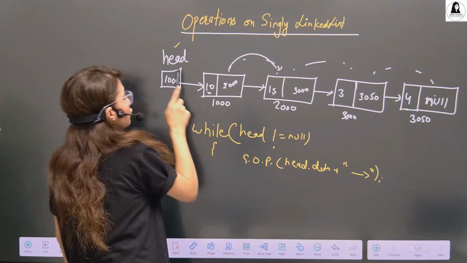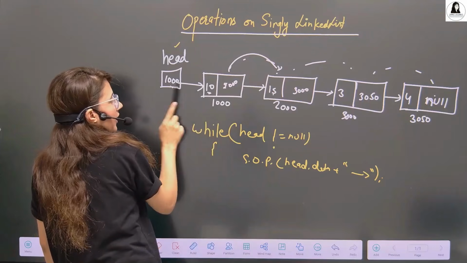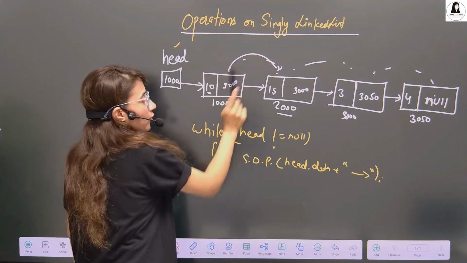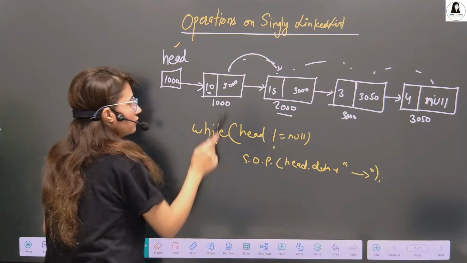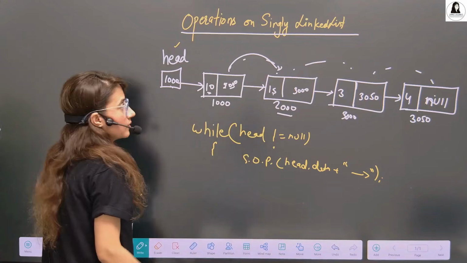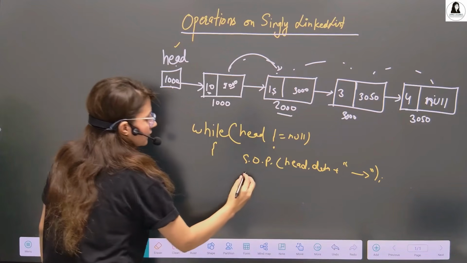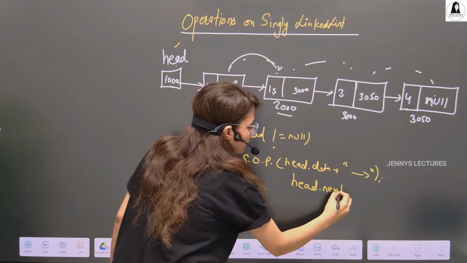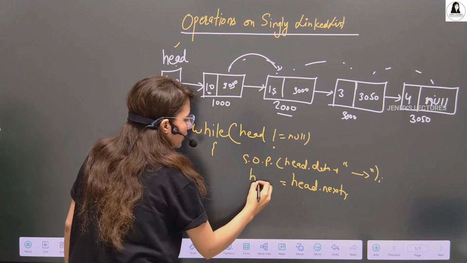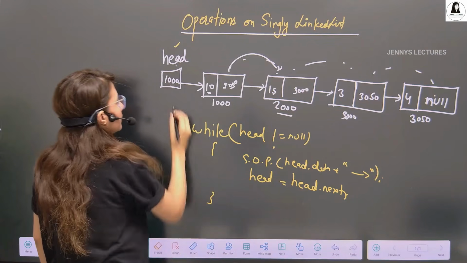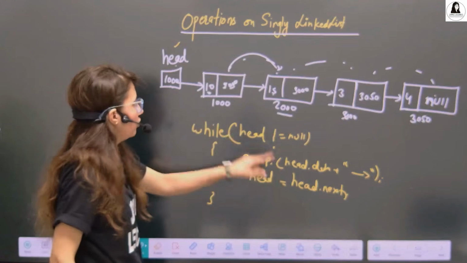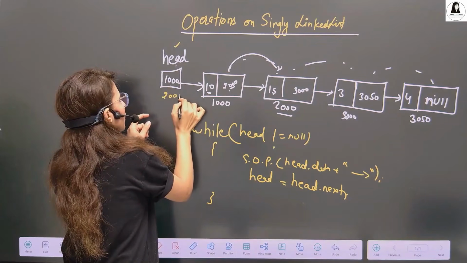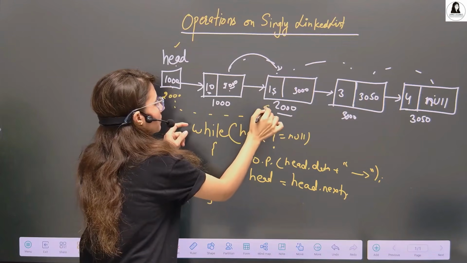How to move this? You can just change this head. In head I want this address 2000, then only this head will point to here. From where will you get this 2000? From here. So head dot next. In head dot next we are having this 2000, assign this to head. Now head becomes head dot next. Head dot next is 2000. In head now we are having 2000. So this is pointing to this.